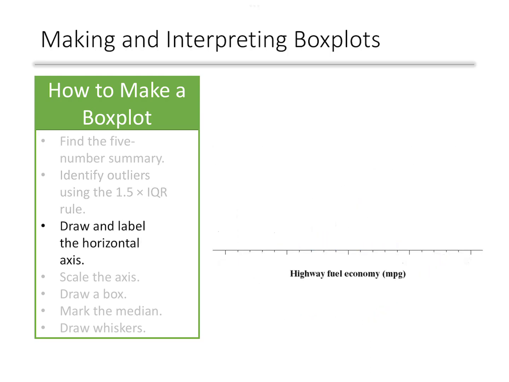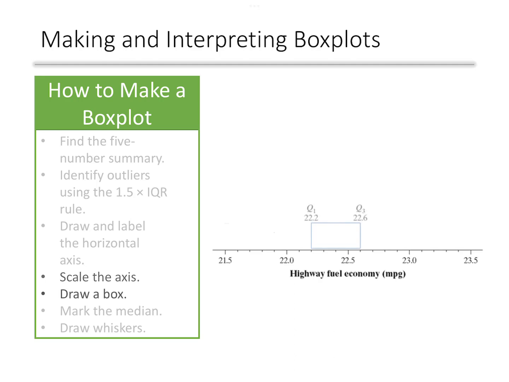So here's my highway fuel economy. Notice the label. A lot of us were missing labels on things. Make sure we scale it. So ours is all scaled evenly. It goes up by halves every single time. You pick what it's going to go by. So we've scaled the axis.